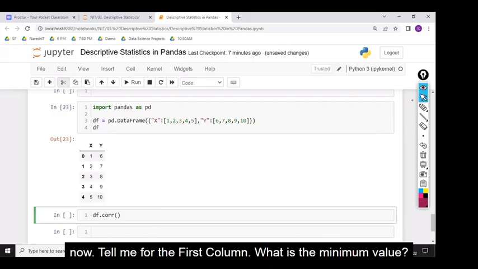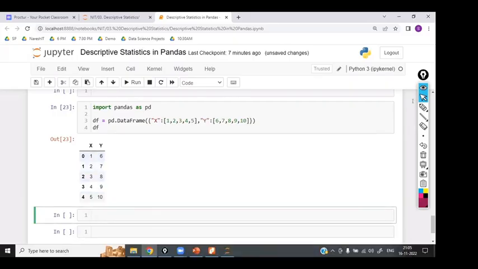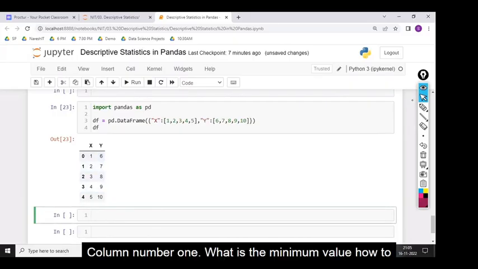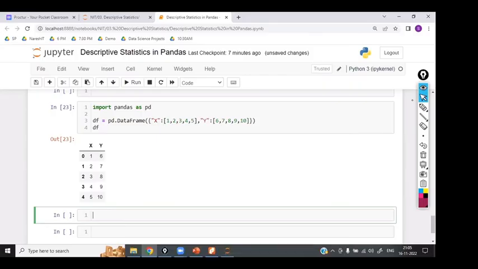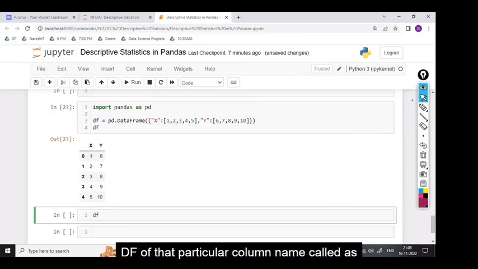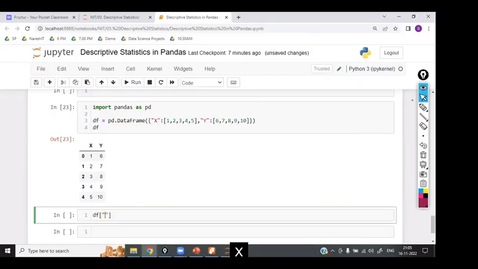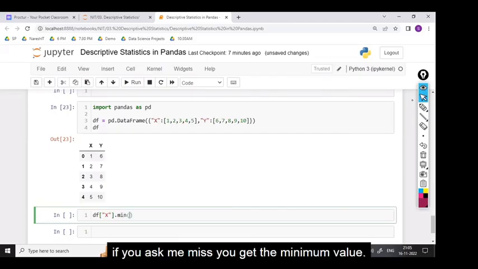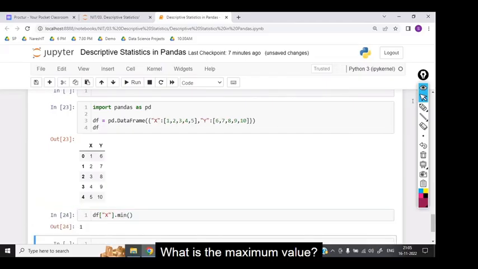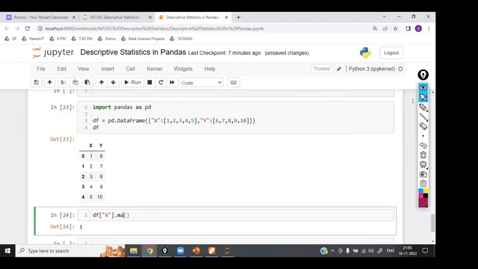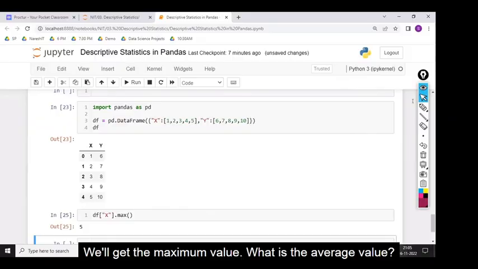Now tell me, for the first column, what is the minimum value? Column number 1, what is the minimum value? How to get that one? What is the code for that? df of that particular column name called x, dot min. If you ask min, means you will get the minimum value. What is the maximum value? You will get the maximum value.